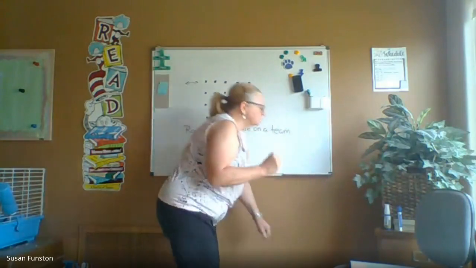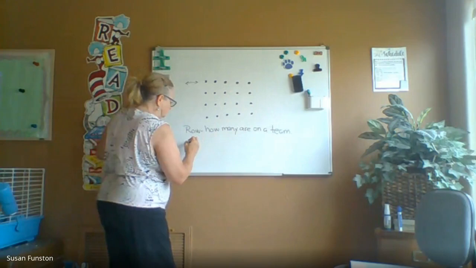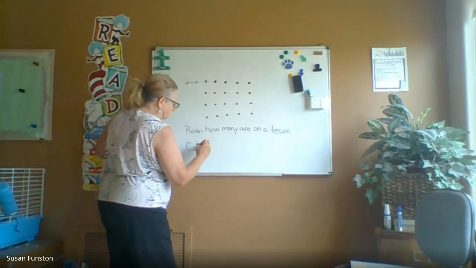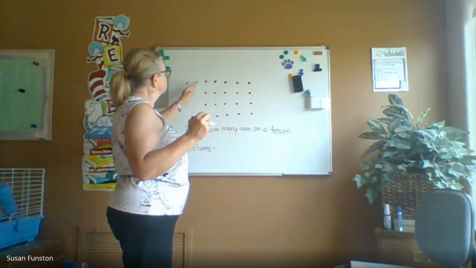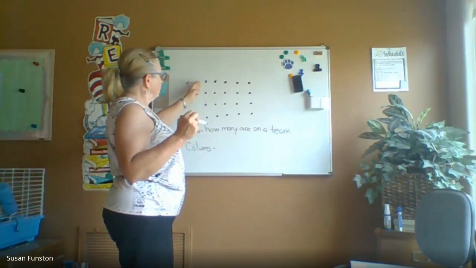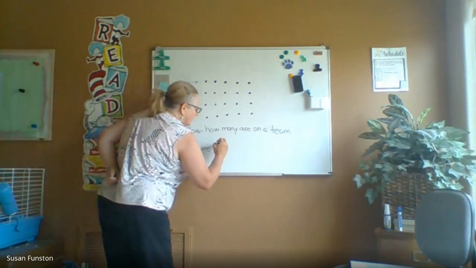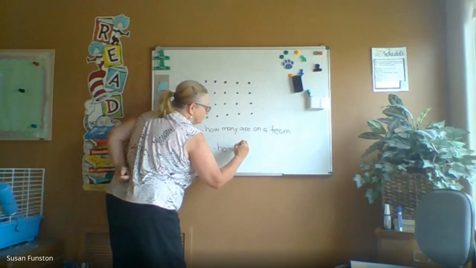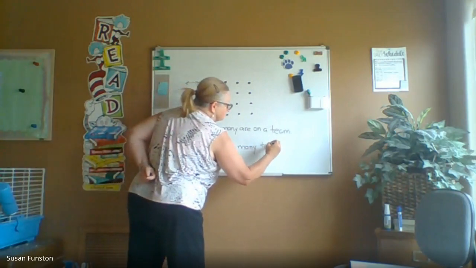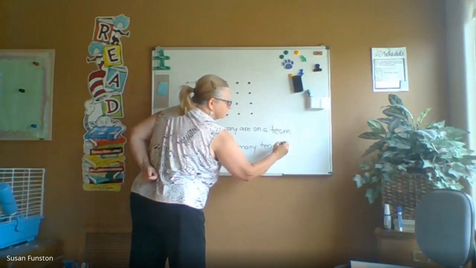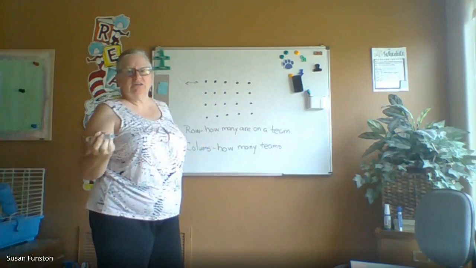Okay, and our columns, what do our columns show? Okay, we have 4 in a column. So our columns show us how many teams we have. How many teams? So what would our division sentence be?